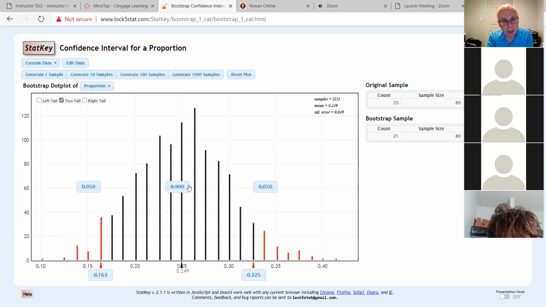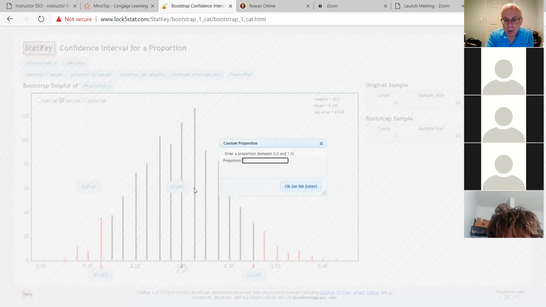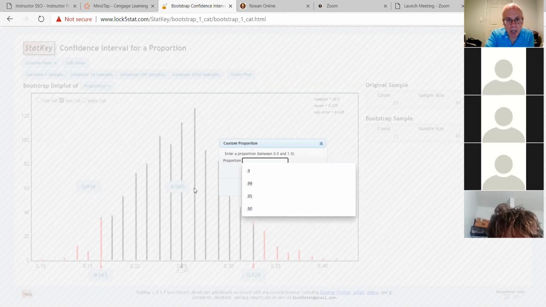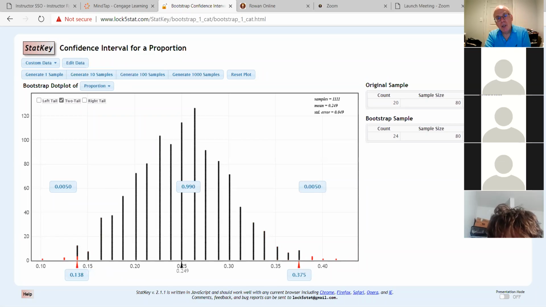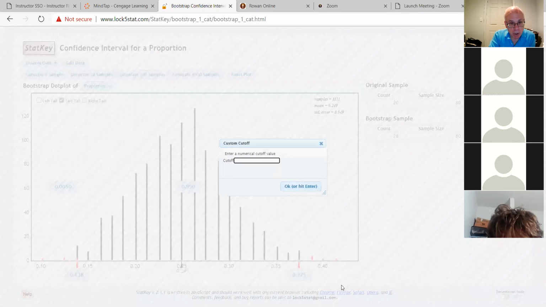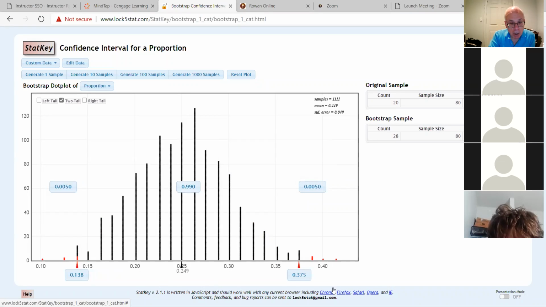Now, let's go back in here and change this to 0.99. Now we're going to increase from 0.95 to 0.99. Hit enter. And notice in this case, we're 99% confident. That's a good thing, right? We want to be more confident. That means 99% of the intervals contain the true population proportion and only 1% don't. But look what happens to the interval. The interval becomes wider.